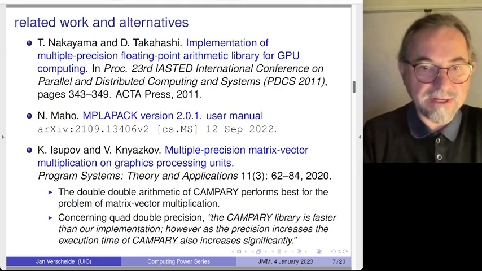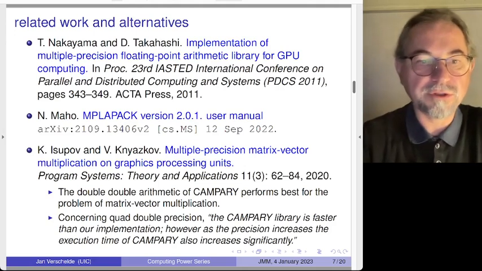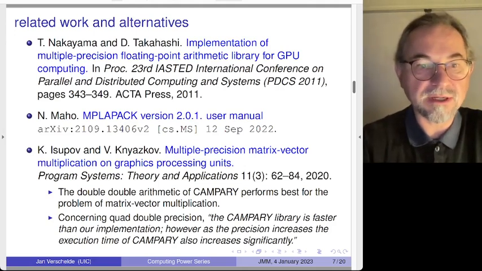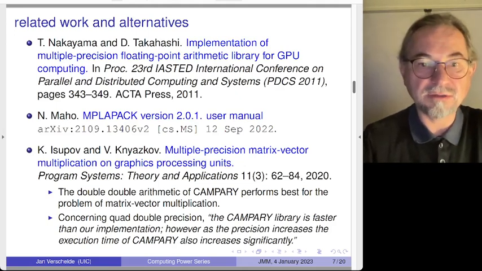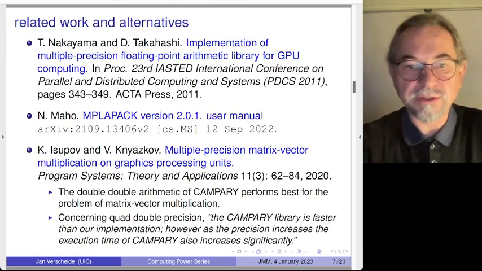So there is here this related work which has true multi-precision arithmetic and which offers a very nice comparison which is favorable for the multiple double arithmetic. So certainly for double double and quad double arithmetic, that type of arithmetic appears to be the winner.